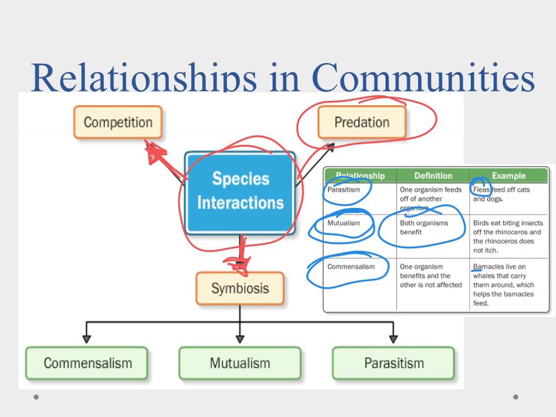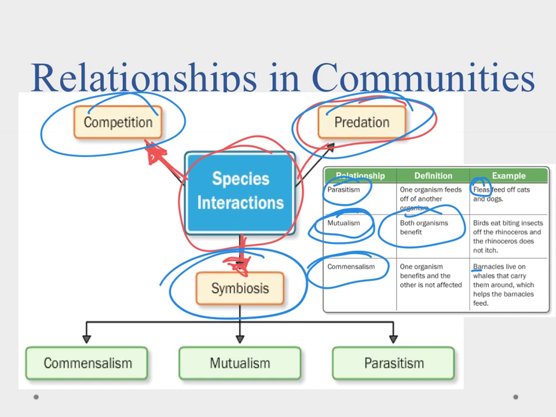So we can see that these interactions, we have our common ones, our predation and competition, and then we talked about the three kinds of symbiosis, how they relate to each other. And all living things in these ecosystems are going to be interrelated. They're going to interact with each other.